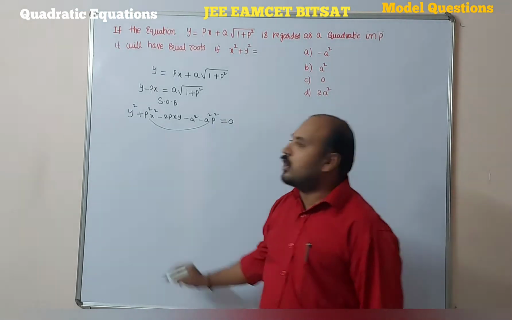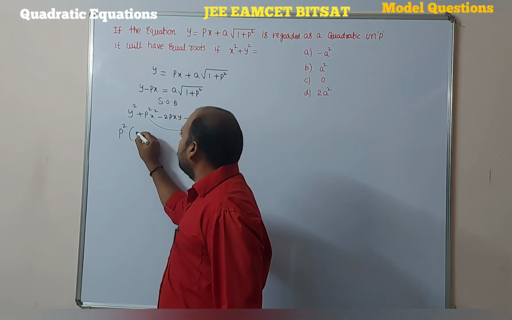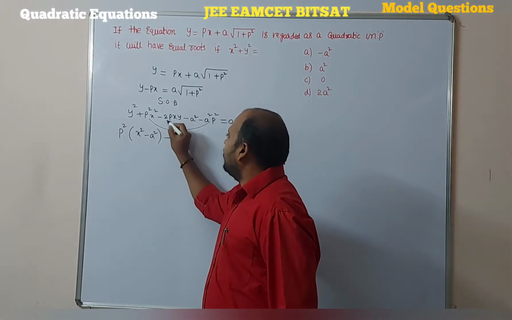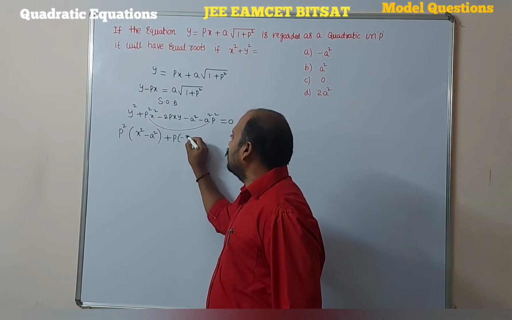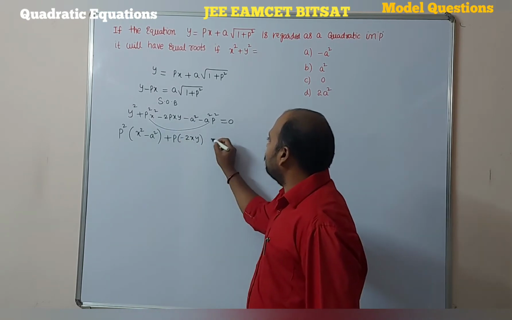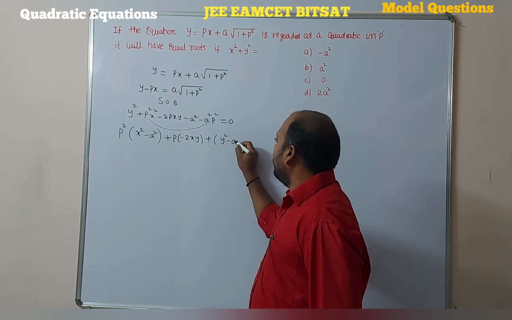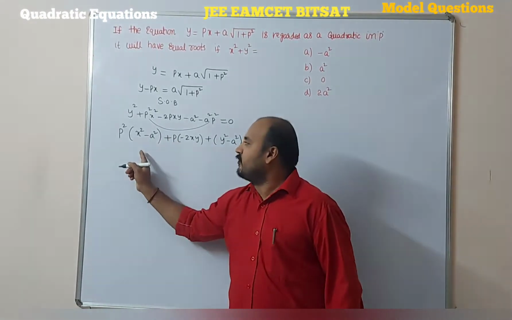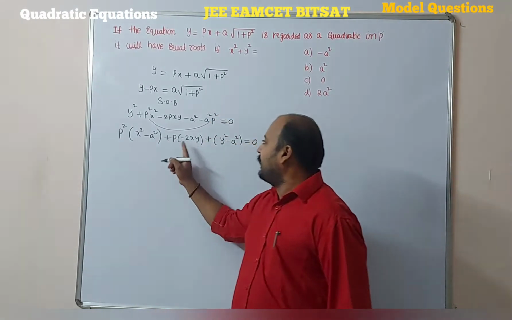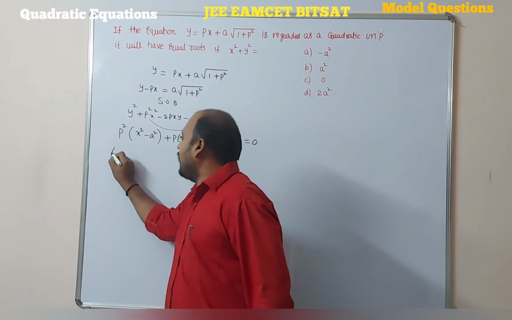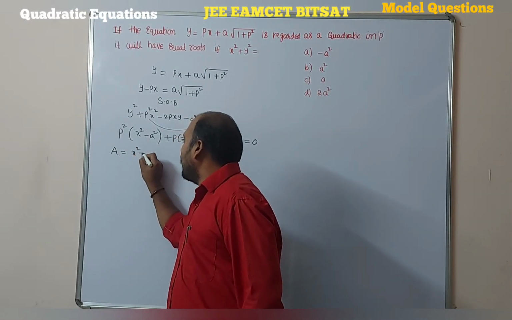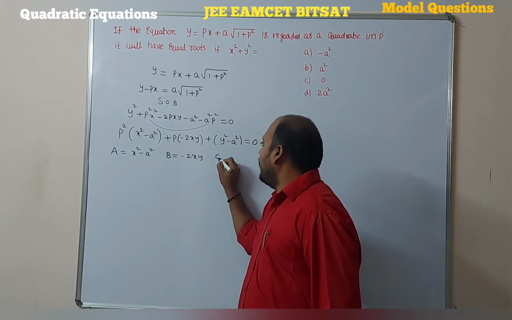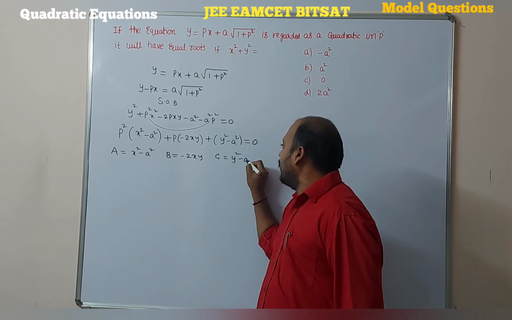From these two I am taking p² common. So p²(x² − a²). Next, from here minus 2px is there, so p(−2xy). The rest of the terms: y² − a² = 0. It is a quadratic equation in terms of p. So compare with Ap² + Bp + C = 0, where A = x² − a², B = −2xy and C = y² − a².